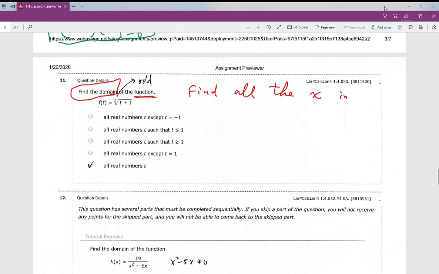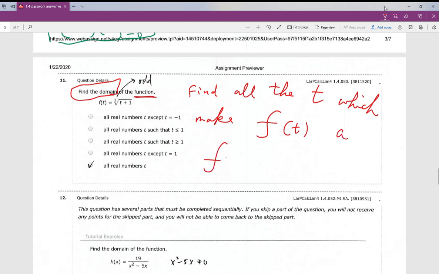Find all the x which make f of t. Right now we don't want to use x, we use t, the input, okay? A function. So whenever you see this question, you are going to see a lot of this type of question. Find the domain of a function means you want to find all the input which make this a function.